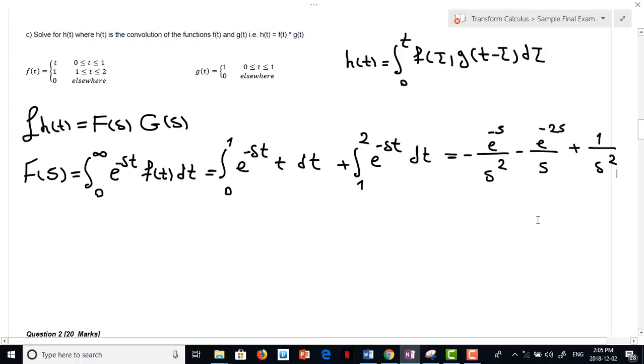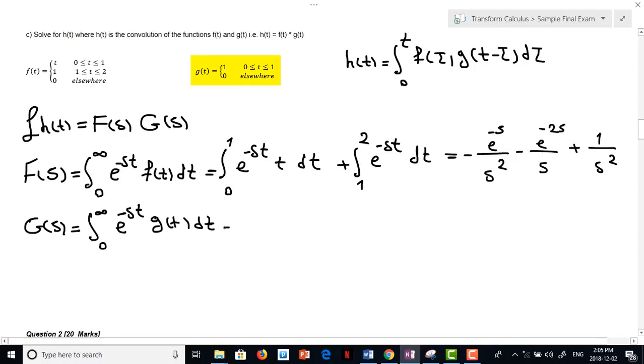Now we have to find the Laplace transform of g(t). So in fact, G(s) is equal to the integral from 0 to infinity of e to the power of minus st times g(t) dt, and it's equal to, I have to split the integral, from 0 to 1, g(t) is equal to 1, e to the power of minus st dt. So if you find this integral, you can see that it's equal to minus e to the power of minus s over s plus 1 over s.